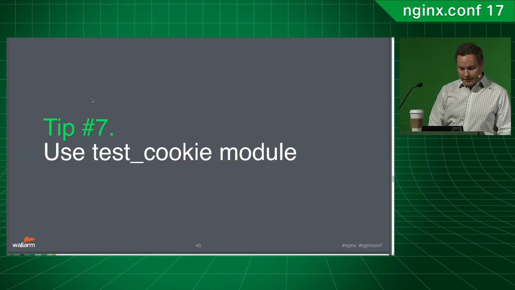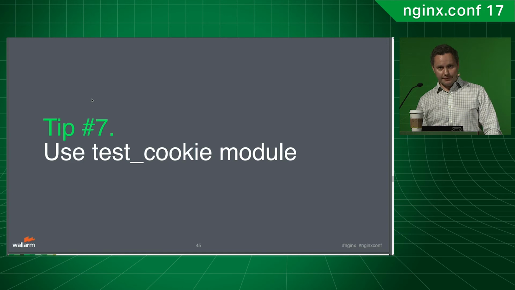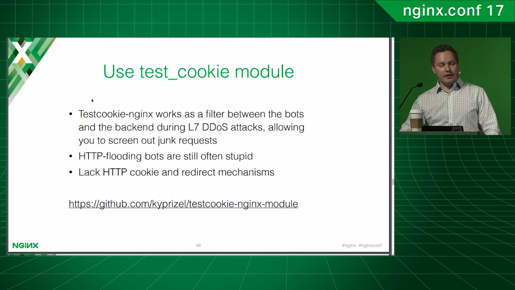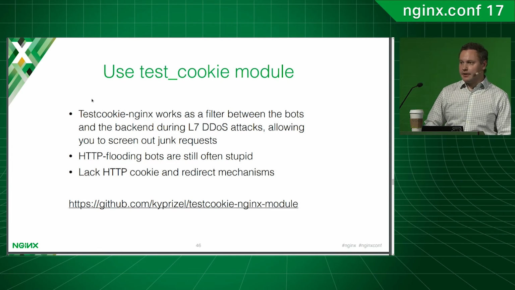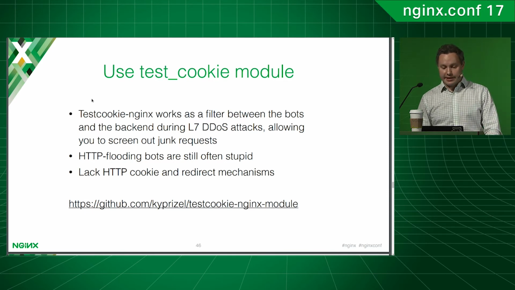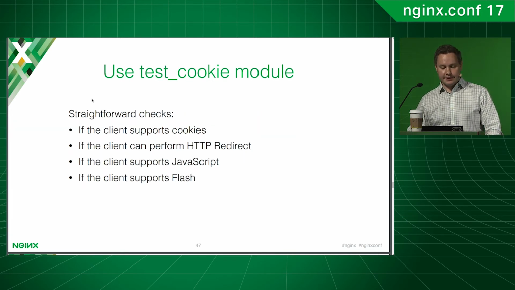So first of all, you can use the so-called test cookie module. The basic idea here is that a lot of bots are still very simple. They don't support cookies, they don't support redirects, they don't support JavaScript, so you can run a lot of checks and figure out if the client doesn't support JavaScript, it's probably a bot, and we can block it. So this is what test cookie does, actually. It has a variety of checks, for example, to check if the client supports cookies, supports HTTP redirect, or supports JavaScript.